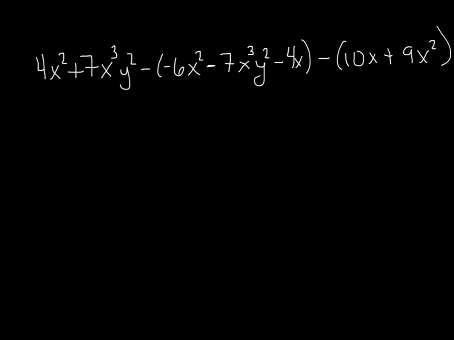Now this one looks a bit more challenging, but it's really exactly the same thing. We're not going to do anything special for it. I am going to try and write small. So the first thing I'm going to do is rewrite this whole thing, getting rid of parentheses. So I've got this term here, 4x squared. That's going to stay. I'm not doing anything to that yet. And the 7x cubed y squared. But now I'm going to distribute this -1 to all the terms.